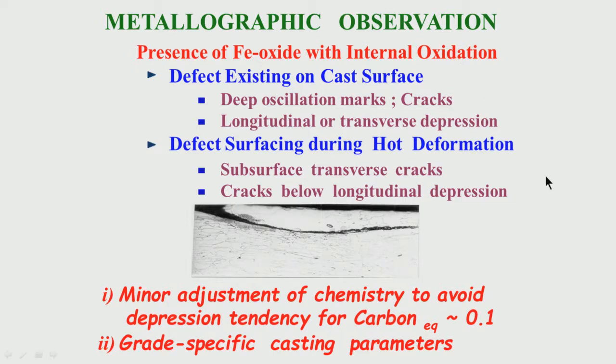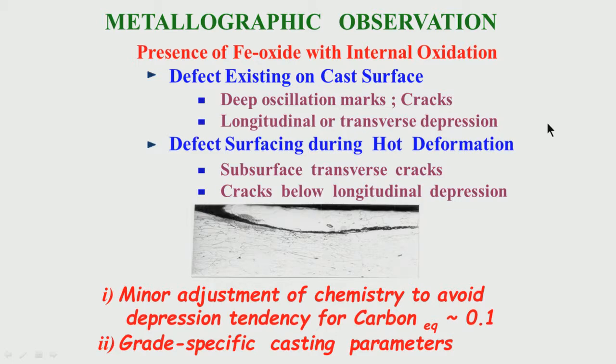So, this is important. How can it happen? That means a defect was existing near the cast surface, on or slightly below the cast surface. It may be due to deep oscillation marks, because under those there may be cracks, or there may be a depression, and under the depression there may be a crack.